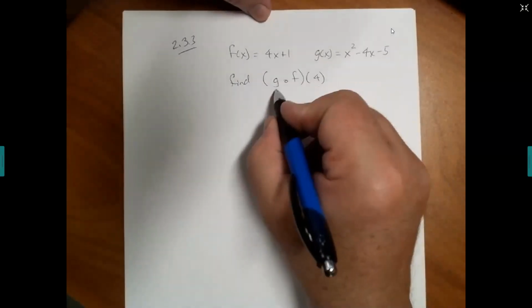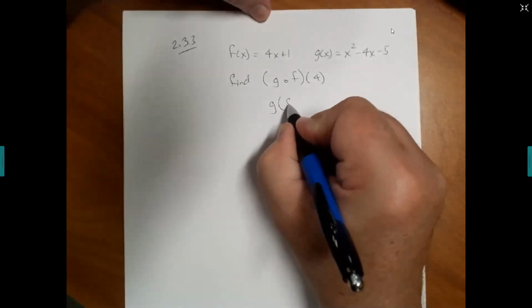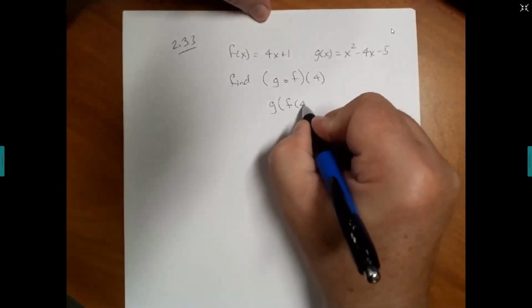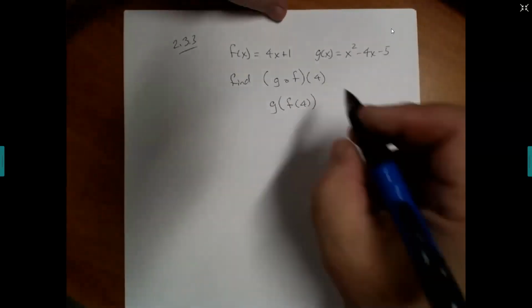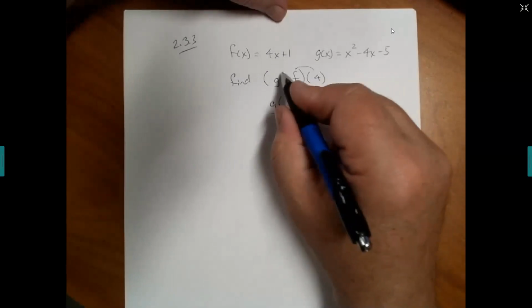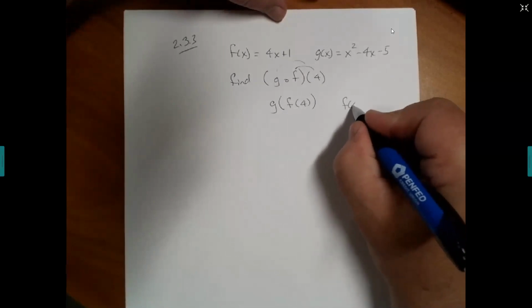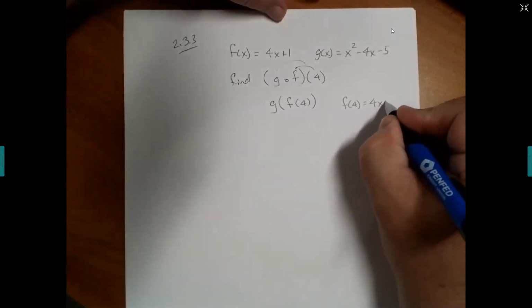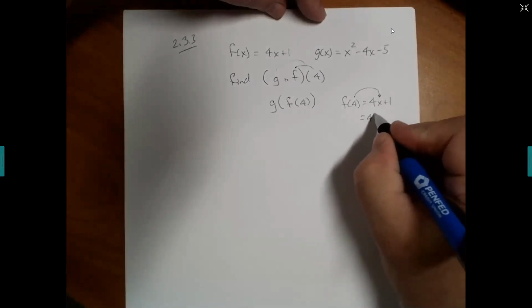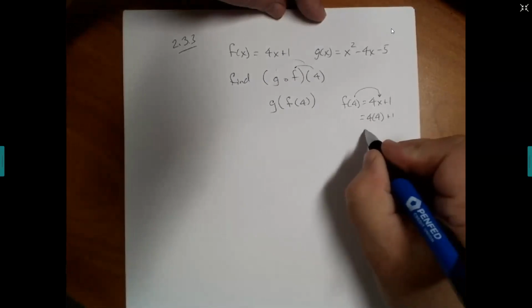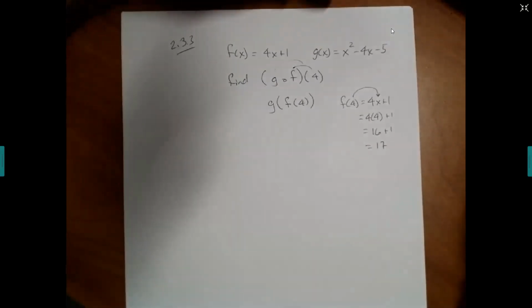Remember, g of f is the same thing as g of f of 4. So you have to first find f of 4, and then whatever that is, you find in g. So f of 4 is 4x plus 1. Anywhere I see an x, I put a 4. 4 times 4 plus 1. 16 plus 1 is 17.